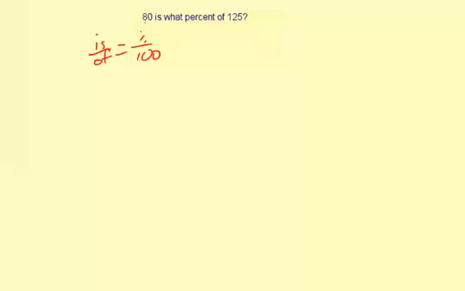Now let's look at this sentence. 80 is, so the 80 is the is, and the what is the percent. So that means this percent we don't know. That's going to be the x. Now the of 125, so the of is the 125, and then the 100 is always 100. So this is how you set up a percent proportion.